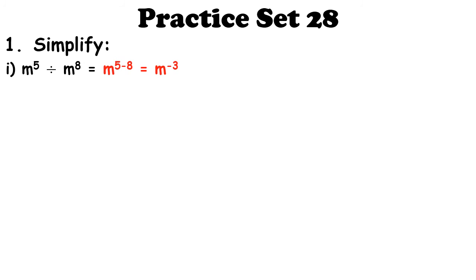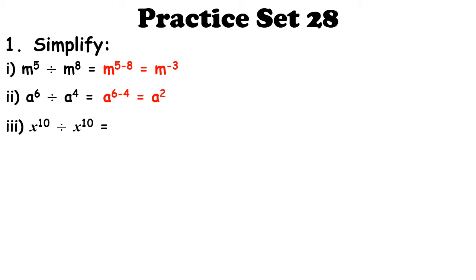Let's see practice set 28. The first question, m raised to 5 divided by m raised to 8 will be equal to m raised to 5 minus 8, which is m raised to minus 3. Our second question, a raised to 6 divided by a raised to 4 will be equal to a raised to 6 minus 4, which will give us a raised to 2 or a square.